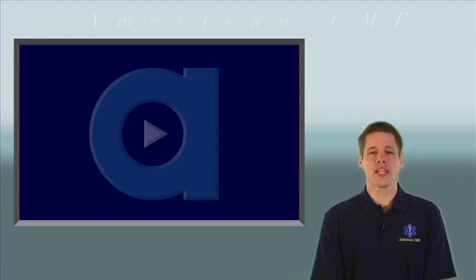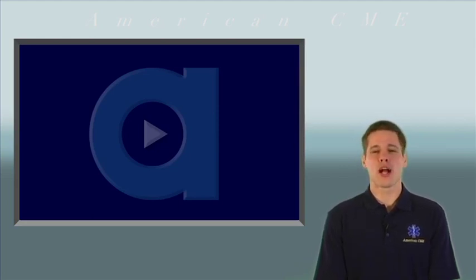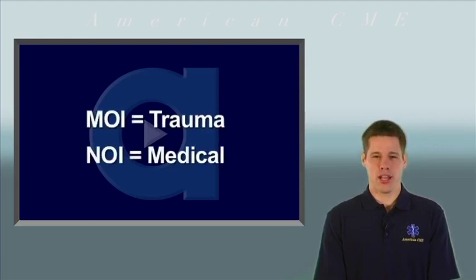Remember, by thoroughly understanding the MOI, the care provider can be proactive and anticipate internal injuries and their severity even when clear outward signs of such are lacking. MOI is one of the most important indicators of the type and severity of trauma expected in the patient. In situations where trauma is not indicated, the nature of illness, or NOI, is utilized.